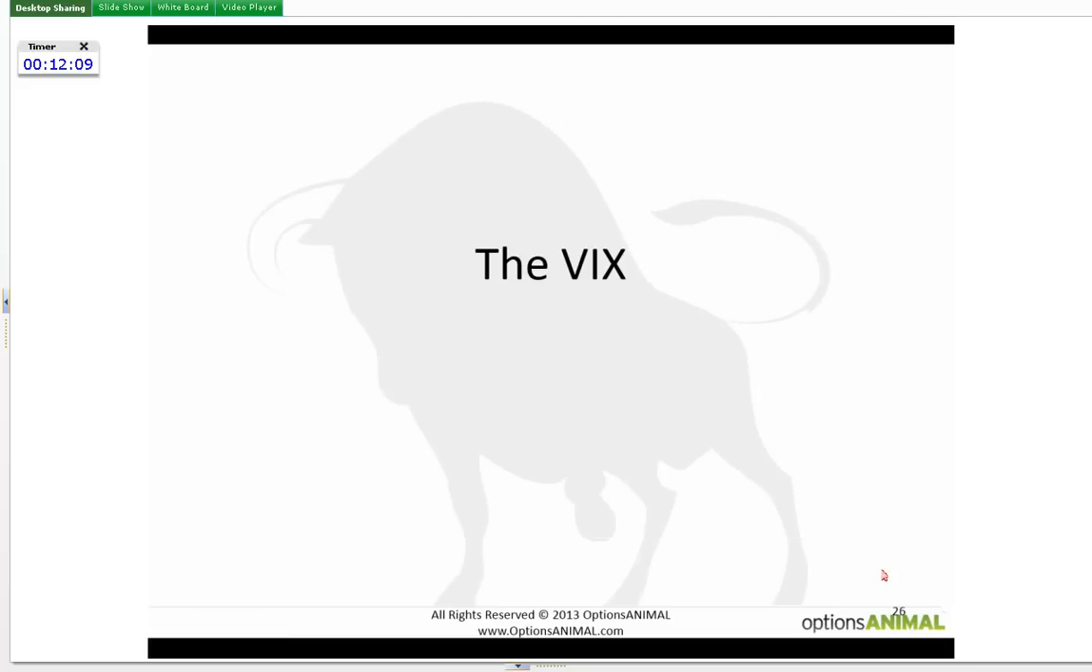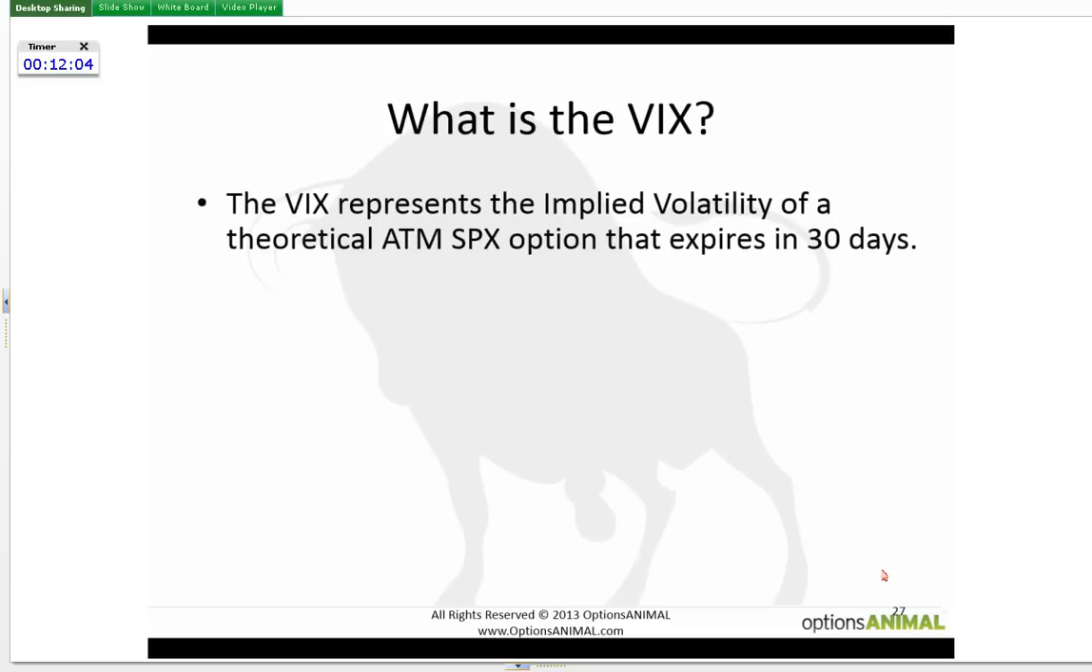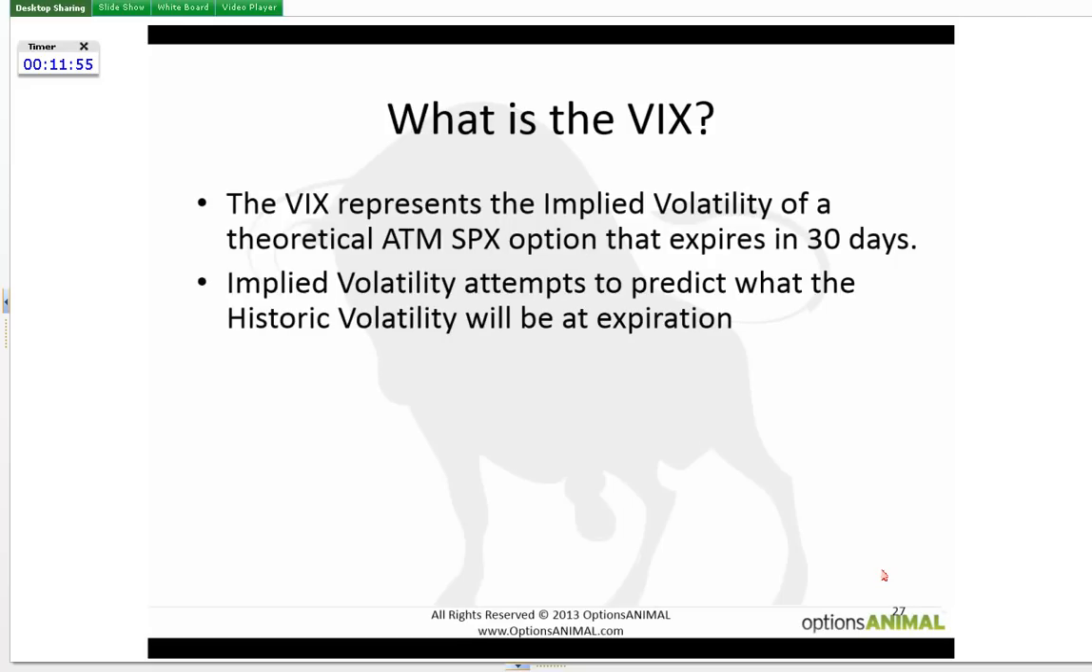So let's talk about the VIX. People like to talk about the VIX. What exactly is the VIX? The VIX is an index. It's essentially the implied volatility of a theoretical at-the-money option on the SPX that expires in 30 days. Remember, what implied volatility is trying to do is predict the future volatility. This specific VIX tries to predict the historic volatility that's going to happen in the next 30 days.